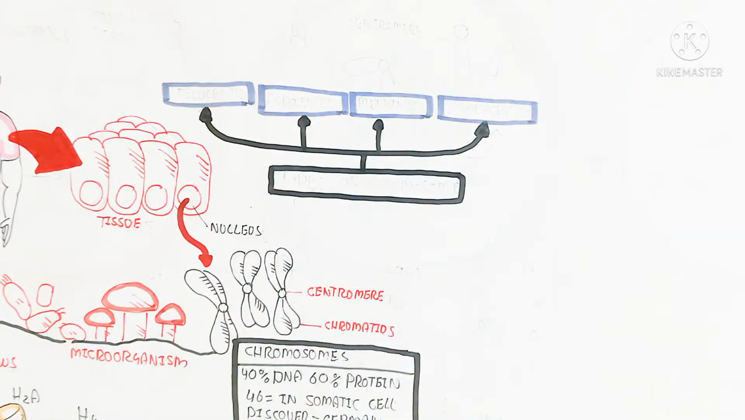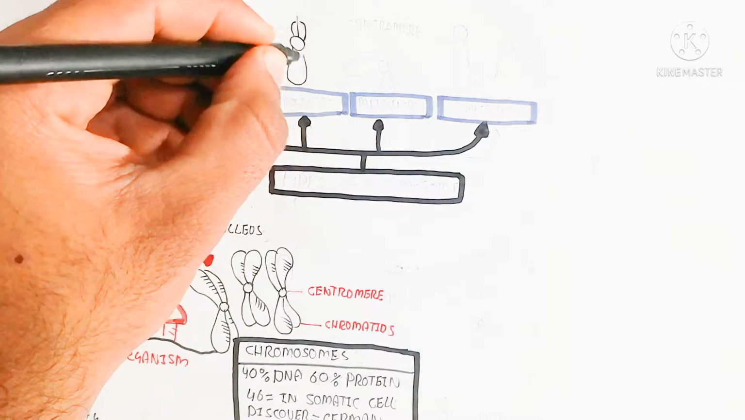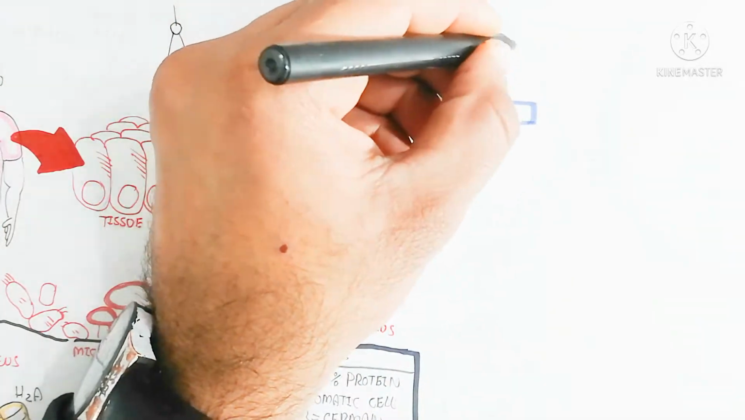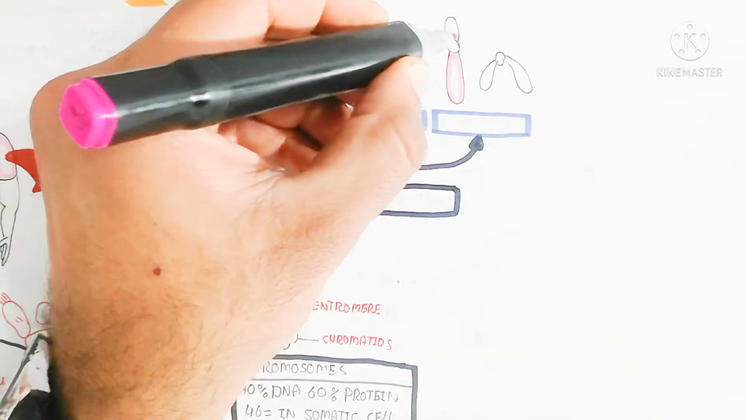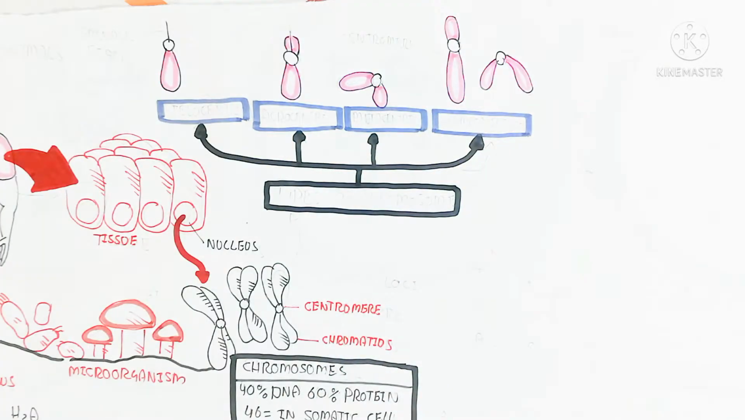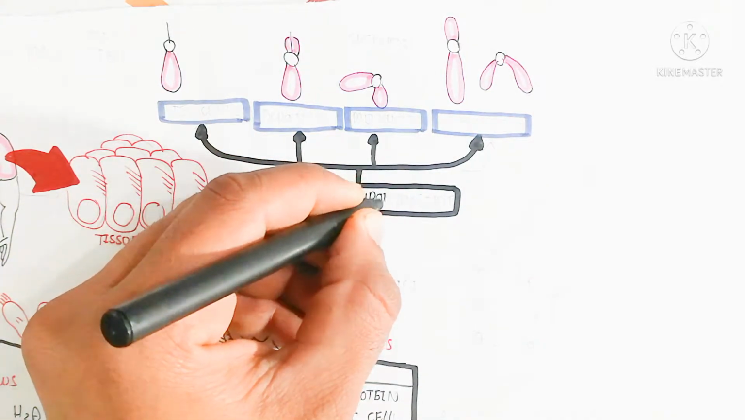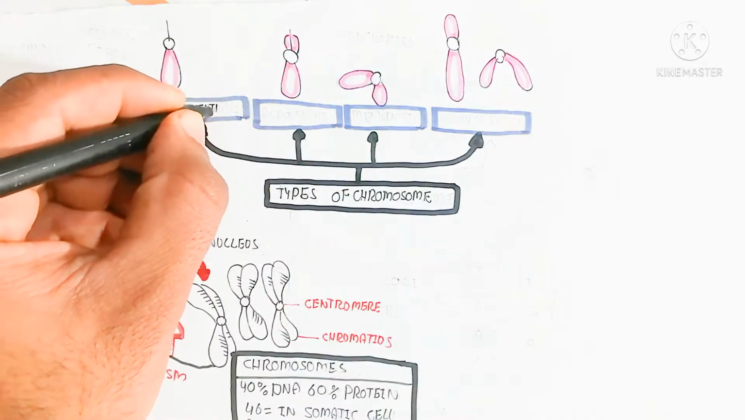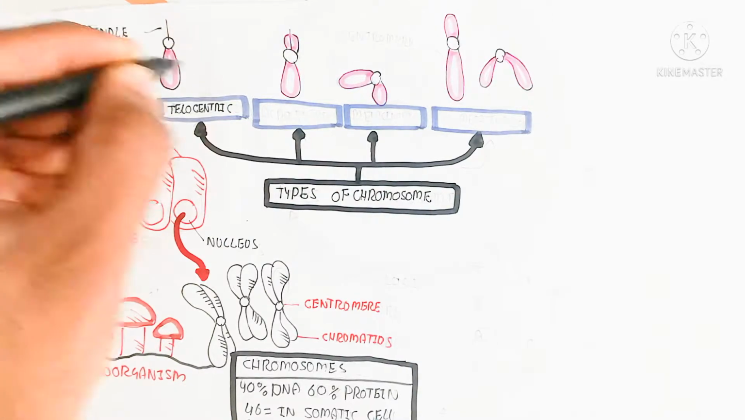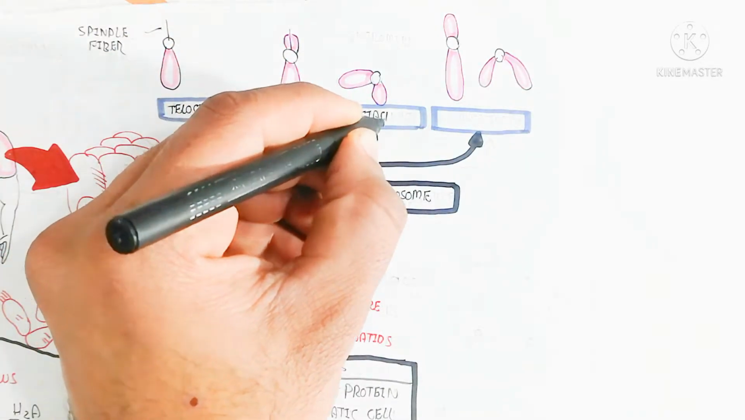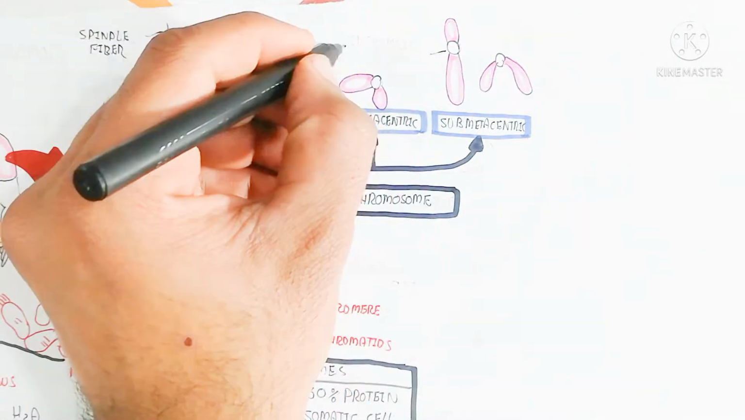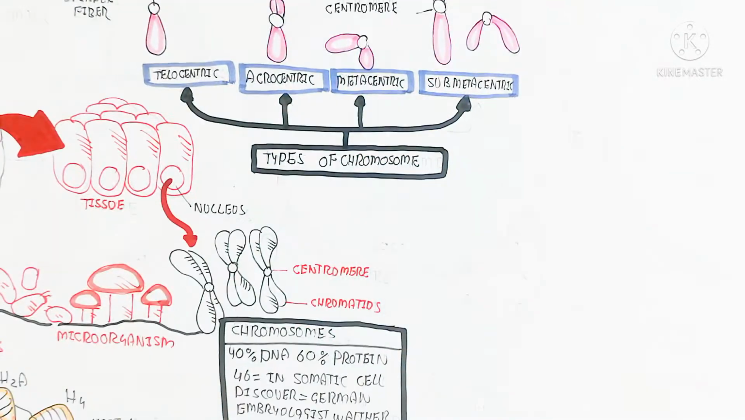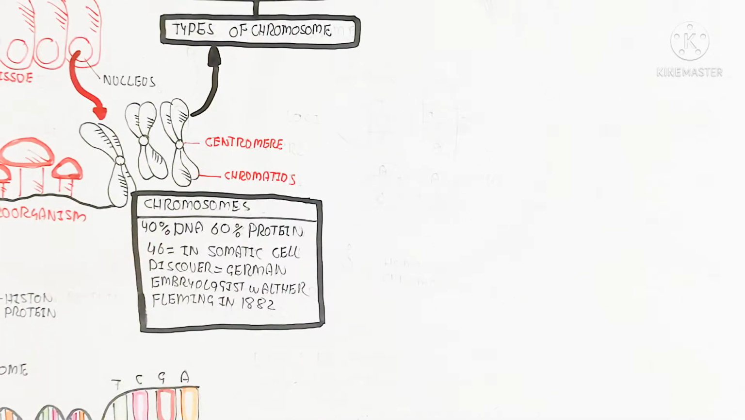So here I am drawing the types of chromosome. Different organisms contain different types of chromosome. For example, telocentric means the spindle fibers are present and the centromere is at the side. While acrocentric means a little bit of chromatin material is present in the upper region, while the lower region has more. And metacentric means the centromere is present in the middle of the chromosome, while submetacentric has it a little bit toward the upper part.